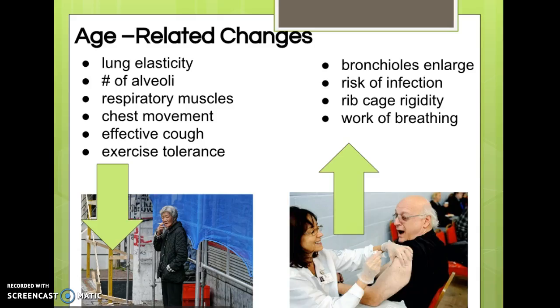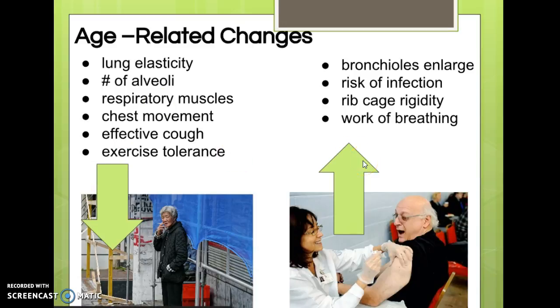Before beginning a focused assessment of the respiratory system in your patient, it's important to understand what kind of changes we can expect to happen related to age. So here I've drawn a down arrow and an up arrow. Everything in this category are things that decrease with age. So lung elasticity decreases. The number of alveoli decreases, although we have way more alveoli than what we need, so under normal circumstances, losing some doesn't cause any harm. Respiratory muscles get weaker. Chest movement decreases, which probably is because the respiratory muscles get weaker. Same with the effective cough. Our ability to cough effectively decreases, again, probably due to loss of respiratory muscle. And our exercise tolerance decreases as we age.